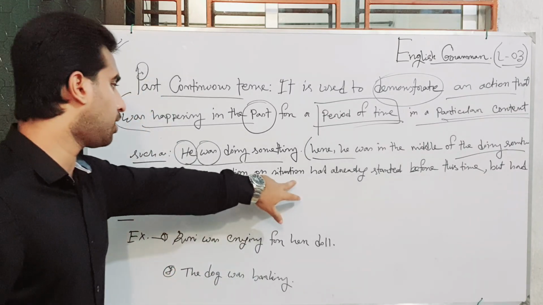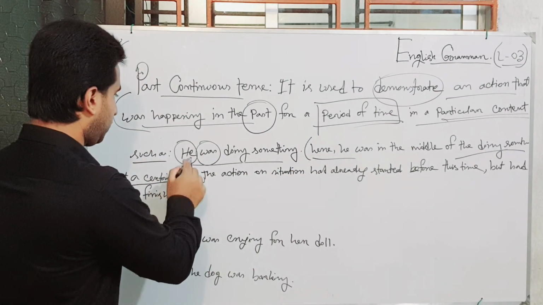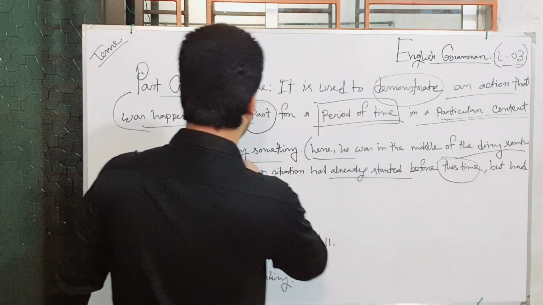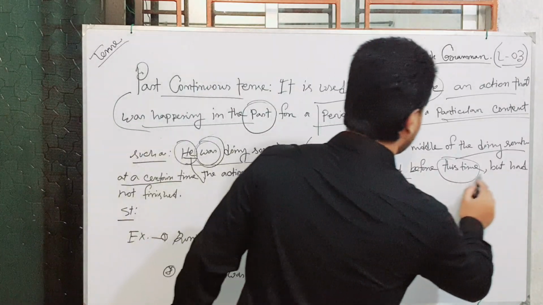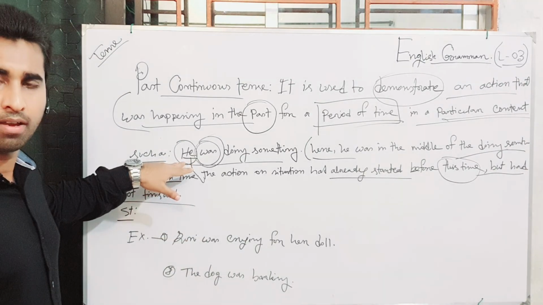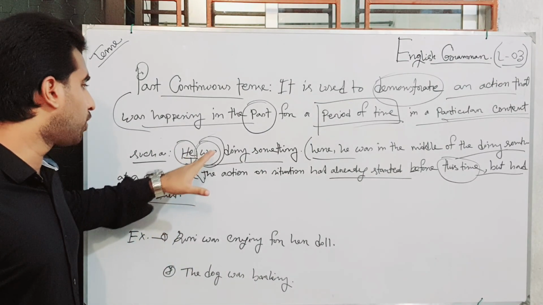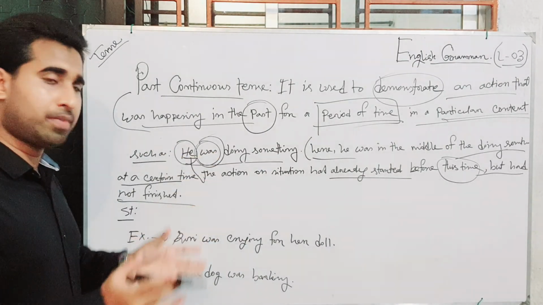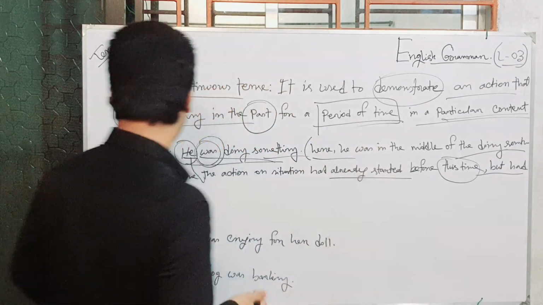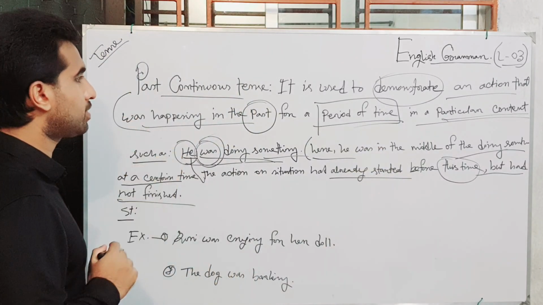So, doing something at a certain time. The action or situation had already started before this time, but had not finished. He was doing something. We know this, but we have no more information about this sentence or statement. So this is the past continuous tense.